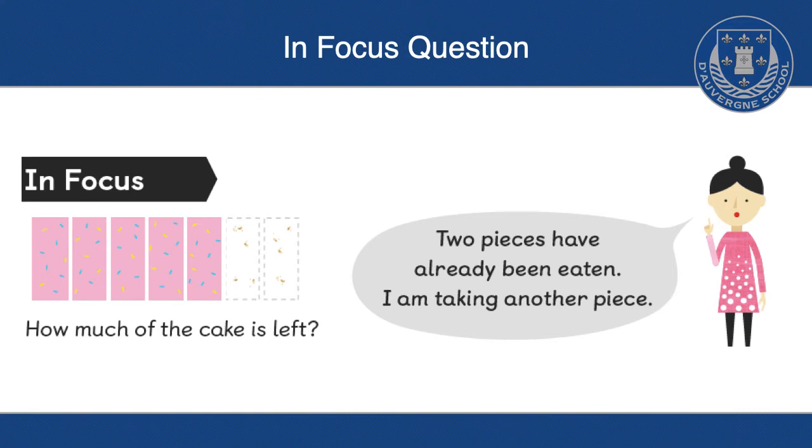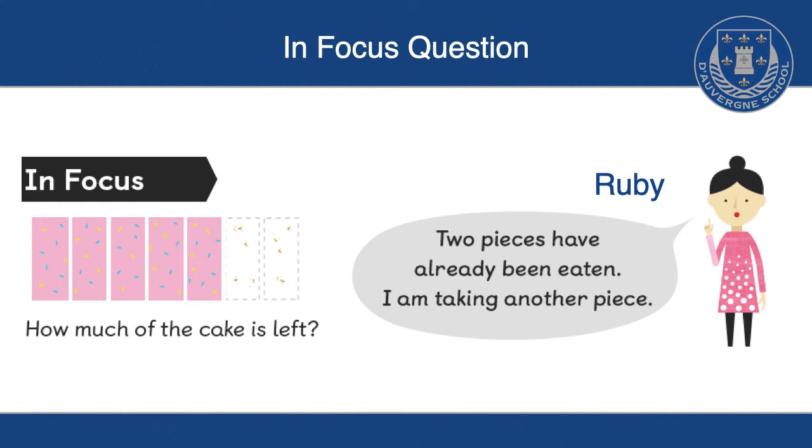So, in focus question. We have here a picture of some cake, and it says how much of the cake is left. And this is Ruby, our character, and Ruby says 2 pieces of the cake have already been eaten. And we can see that, can't we? That's why 2 of the pieces are no longer pink, they're shaded out and they have a grey dash around them to show that 2 of them have already gone. But it says I am taking another piece.